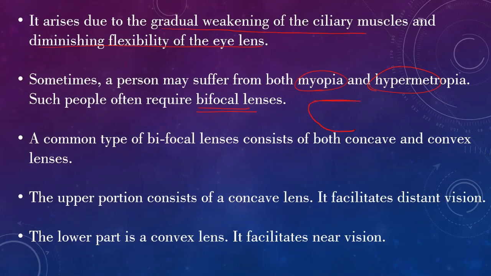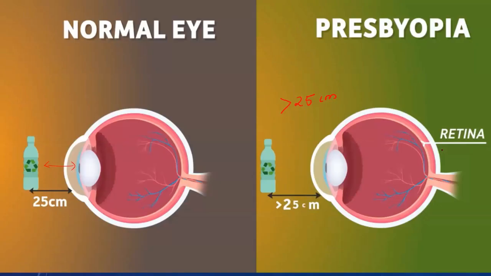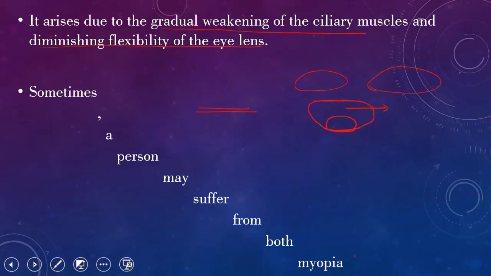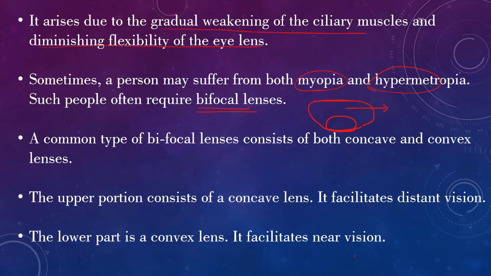For example, this is your glass lens. So this region is your concave lens, and this region becomes your convex. Now, why is it concave? Because from the upper region, you want to see far off things. So for far off things, you need a concave lens. And this region is normally used to read something or to focus on objects nearby. So this becomes your convex lens, right? So these are your bifocal lenses, consisting of both convex and concave lenses. The upper portion consists of a concave lens, which facilitates distant vision, and the lower part is a convex lens which facilitates near vision.